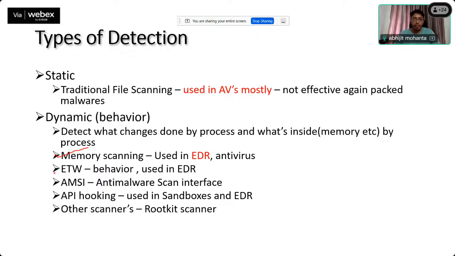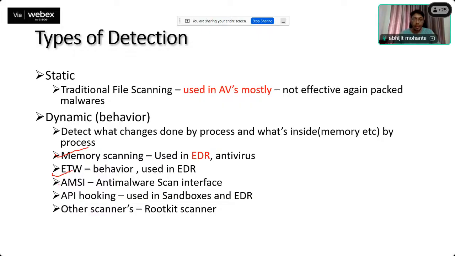Another is ETW, or Event Tracing for Windows. This can be used to log behavior of malware or anything on the system. Whatever happens on the system, like a person logged in, logged out, any files created, process created, or a registry created, everything can be logged with ETW technology.